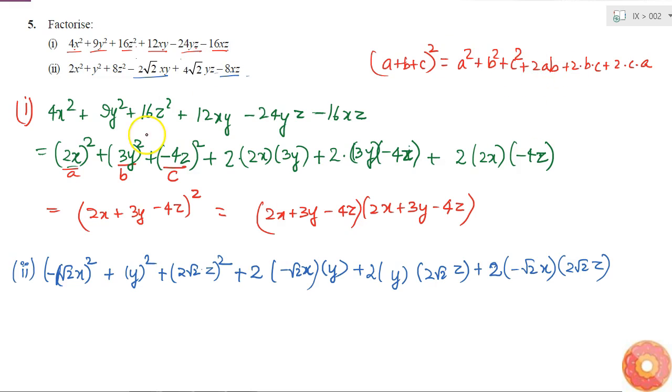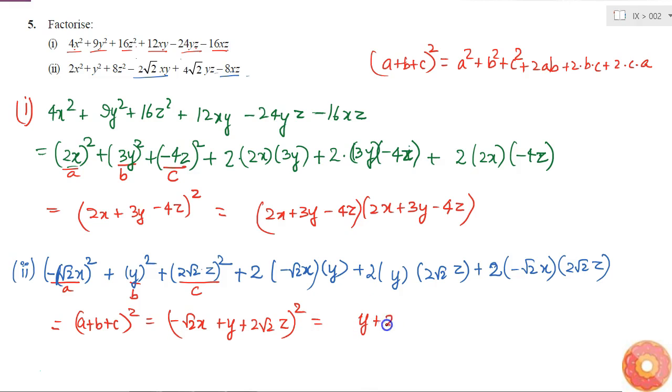So here, if I again assume minus root 2 x as my a, y as my b, and 2 root 2 z as my c, then this is the same as my right hand side. So that will be equal to the left hand side, which is (a plus b plus c) whole square, which is (minus root 2 x plus y plus 2 root 2 z) whole square, which I can write as (y plus 2 root 2 z minus root 2 x) multiplied by (y plus 2 root 2 z minus root 2 x). Okay, this is the value of this factorization.